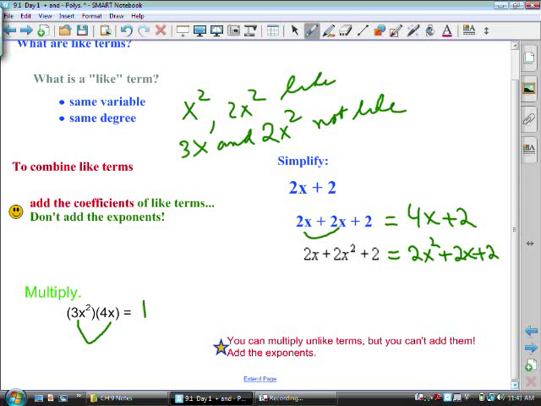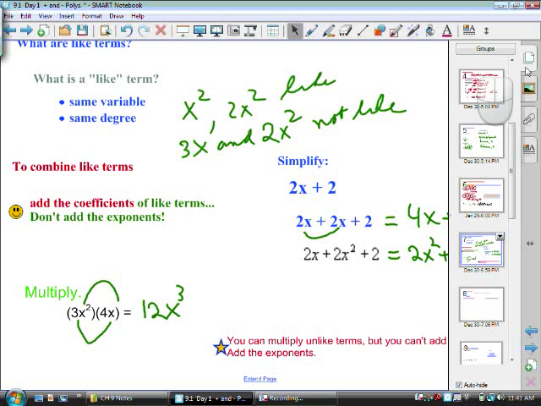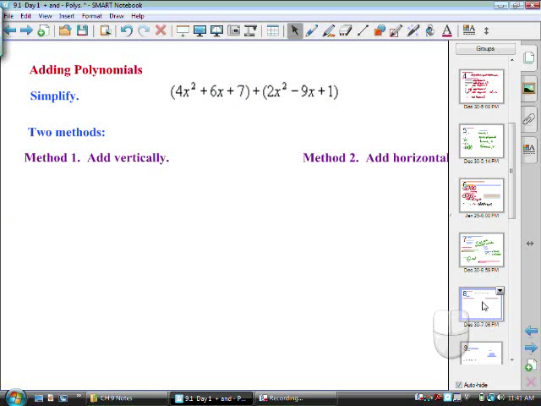3 times 4 is 12. X squared times x is x to the third. So the final answer there is 12x to the third. So you want to keep that in mind, that you can multiply unlike terms, but you can't add them. And this is a little warning that I wrote there. So just please keep that in mind. When you combine like terms, do not add the exponents, only when you multiply.